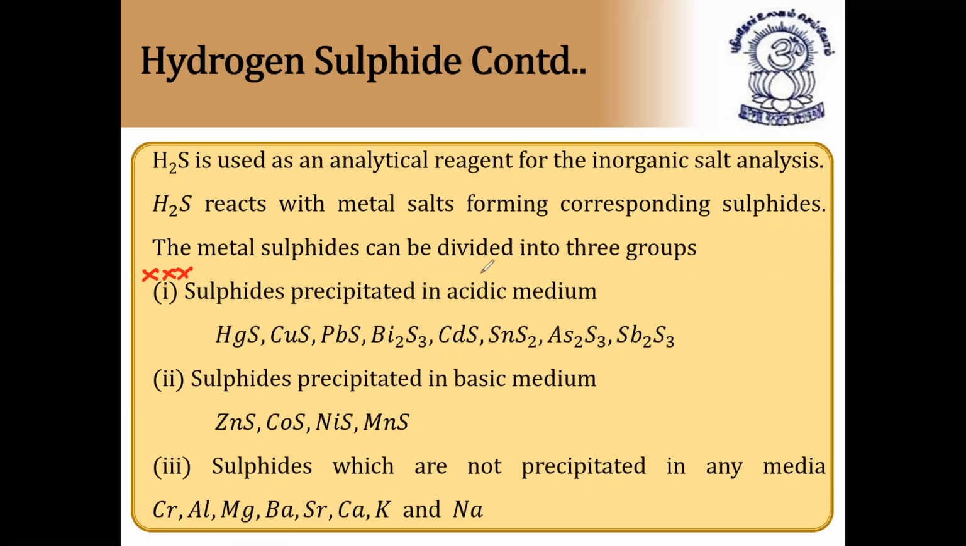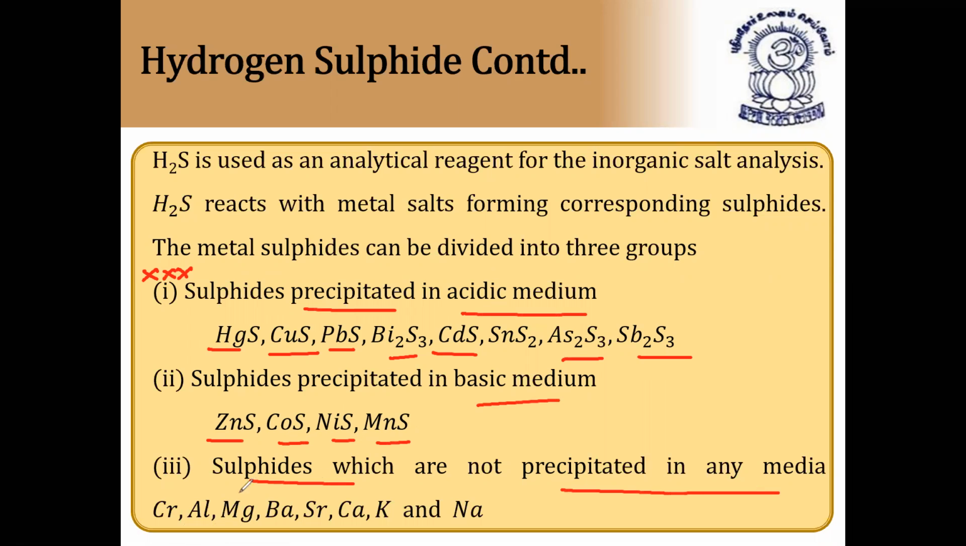The metal sulfides can be divided into three groups. Sulfides which are precipitated in acidic medium: cadmium sulfide, arsenic sulfide, antimony sulfide, lead sulfide. These all form precipitates in acidic medium. Sulfides precipitated in basic medium: zinc sulfide, cobalt sulfide, nickel sulfide, manganese sulfide. And sulfides which are not precipitated in any medium: chromium sulfide, aluminum sulfide, magnesium sulfide, barium, strontium, calcium, potassium, and sodium.